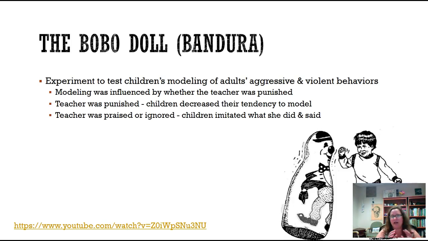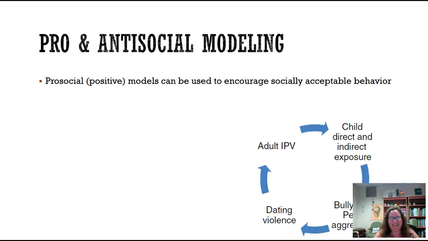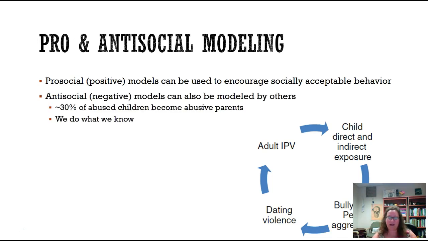But if the teacher was punished, if the adult was punished for doing that behavior, children really were not likely to model. If the teacher was praised, or if nobody said anything, then children did model. So pretty much if we know we're going to get in trouble for something, we watch somebody else get in trouble, then we don't do it. That's pretty much it. And so this can help us in many ways. So we can have pro-social models. So if you've got kids who are doing a great thing, and we show that to other kids, and we're like, hey, look how amazing this kid is, then they might want to model that behavior.